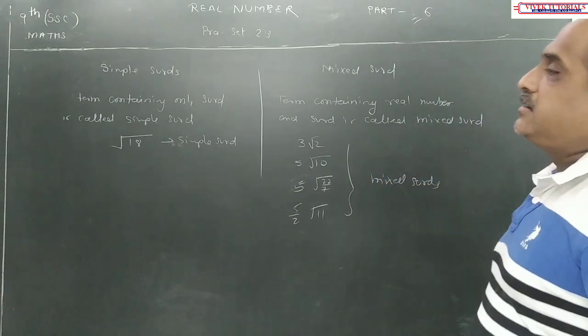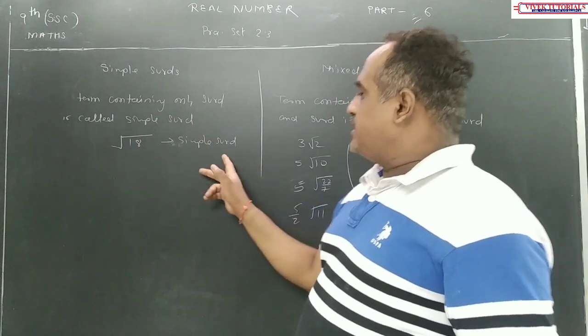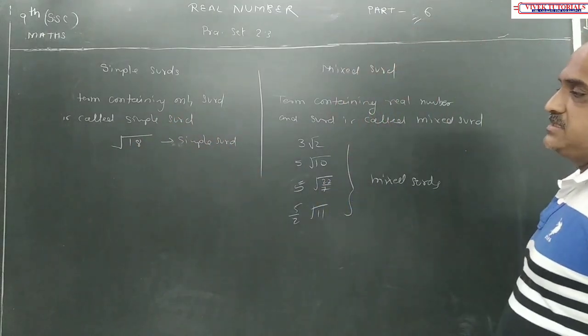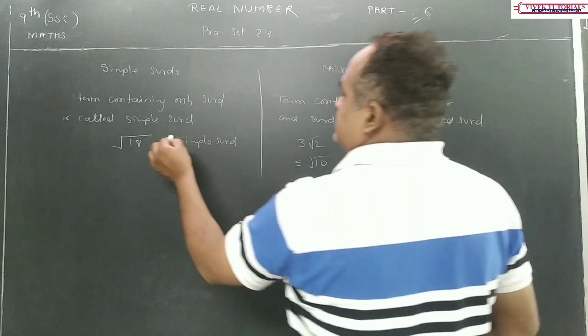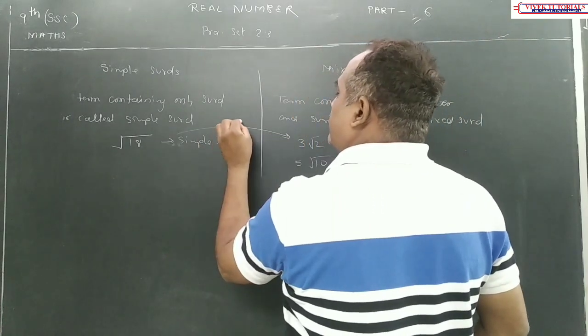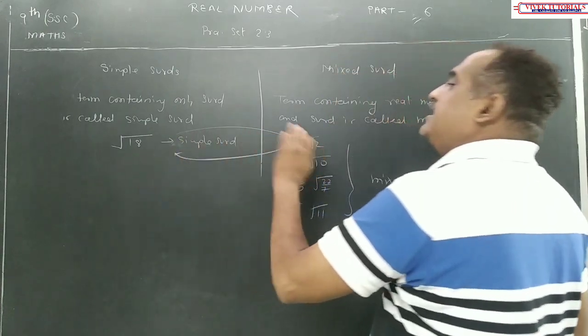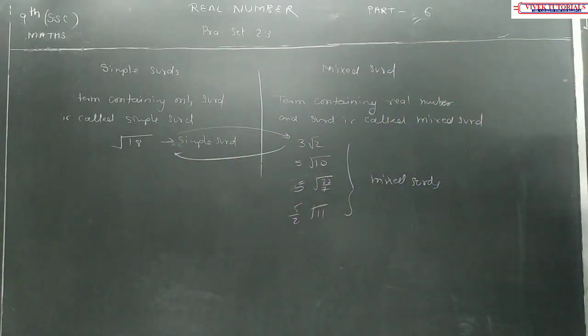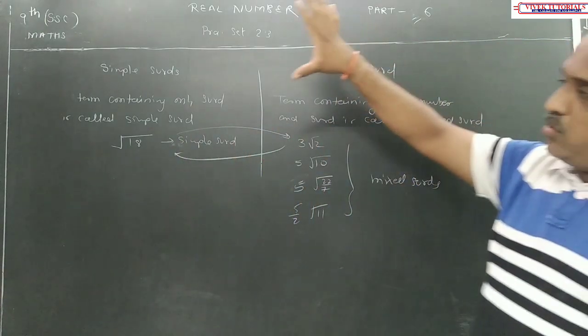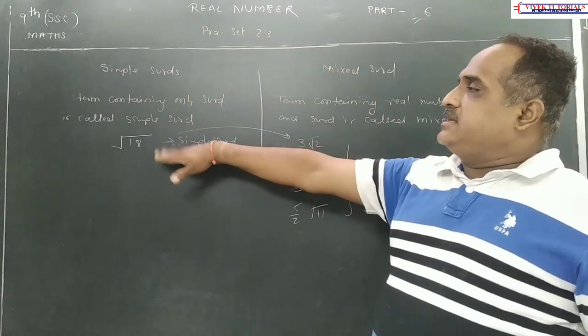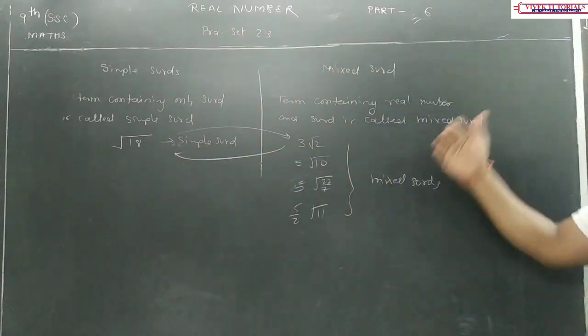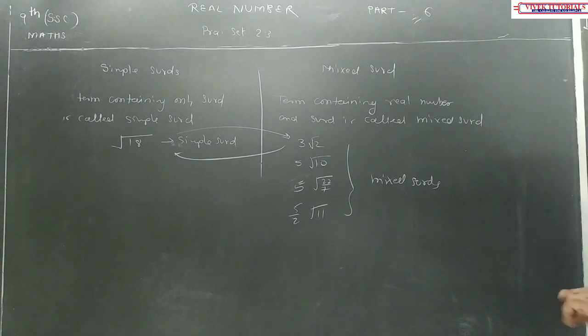See, a term containing only surd is called what? Simple surd. Here, I have converted it into a mixed surd, and in this way we are going to convert simple to mixed or mixed to simple also. So a term which contains only surd is called a simple surd, and when it contains a real number as well as a surd, it is called a mixed surd. Please copy this.